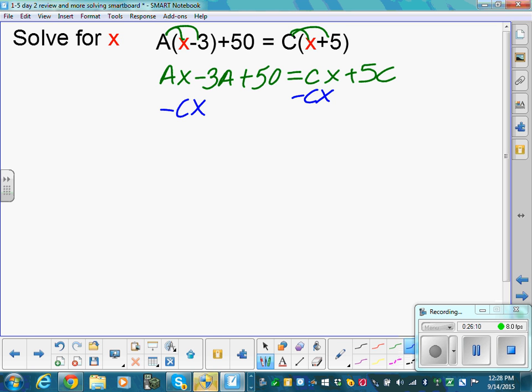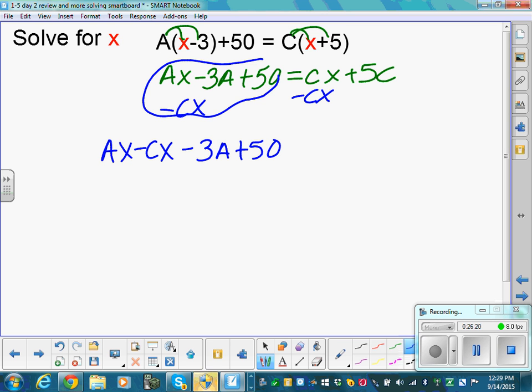Now, over here on the left, I have ax minus cx. Can't combine them, they're not like terms, but I still have my -3a's plus 50. I have all this stuff, guys. It's the same thing I just wrote. I just wrote it in a line, so it's pretty. You can't combine any of that stuff. And then over here, those added up to be 0, so we took care of it correctly. So all we have left on the right is 5c's. Now let's isolate the x's. Let's get them all alone.